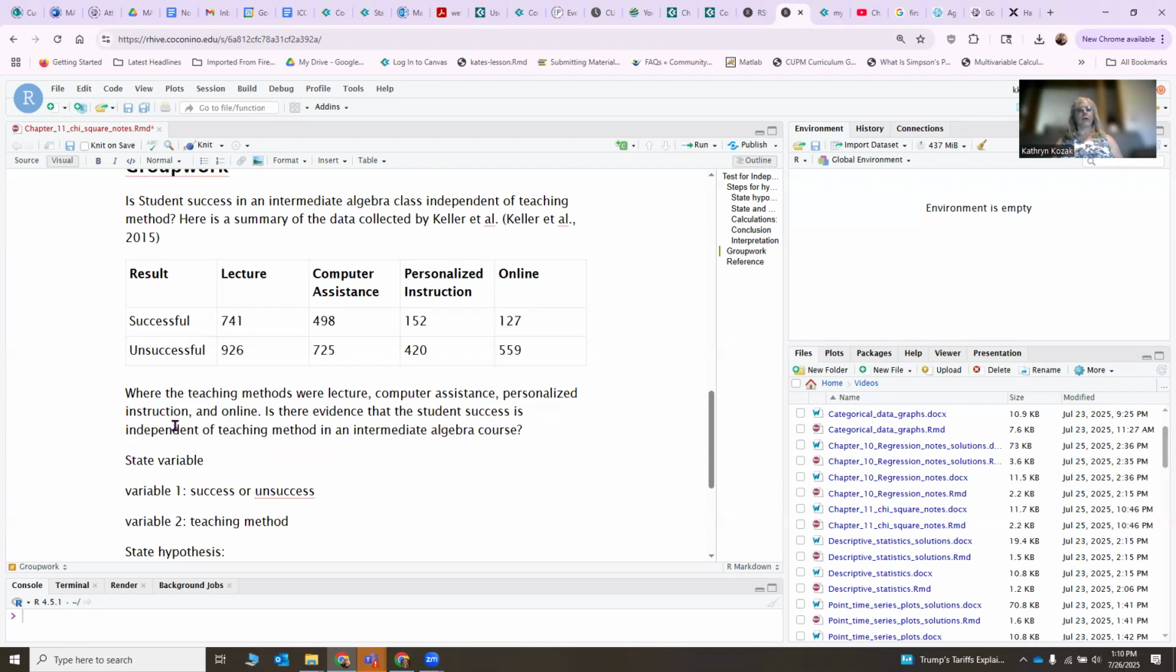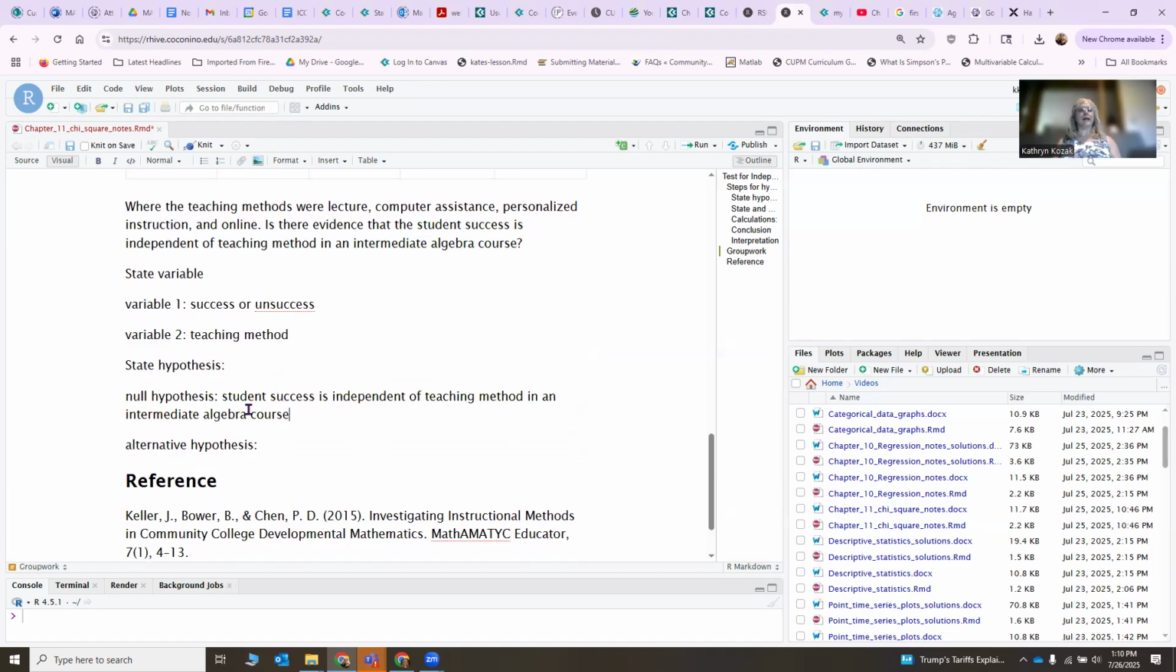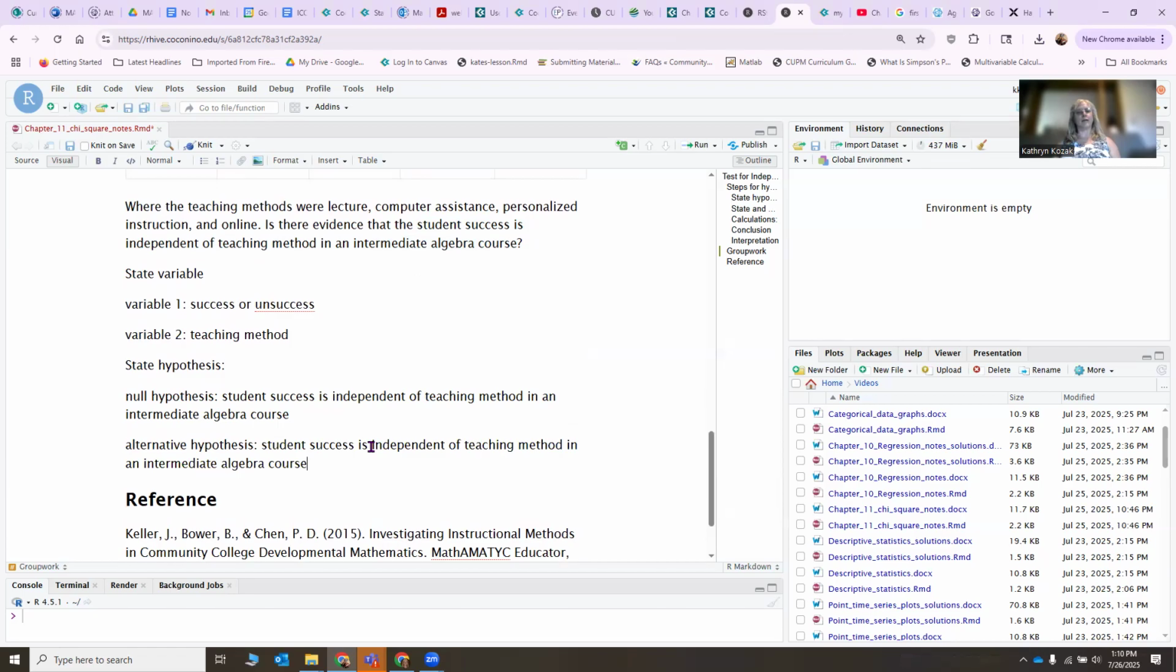I want to know, is there evidence that the student success is independent of a teaching method in any major course? So that is my question. Unfortunately, that actually is my null hypothesis in this case, because that really is not my question. Again, we do these as independent, but really we're questioning if they're not independent. So my real question is, the student success is not independent of teaching methods.